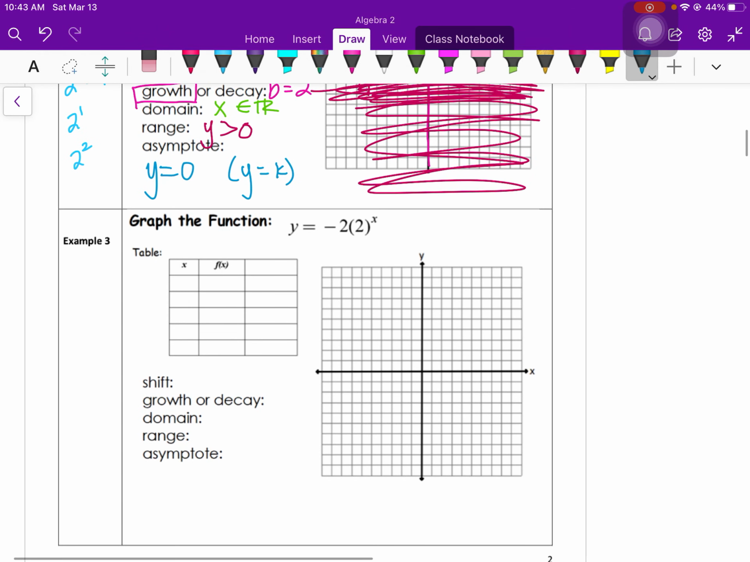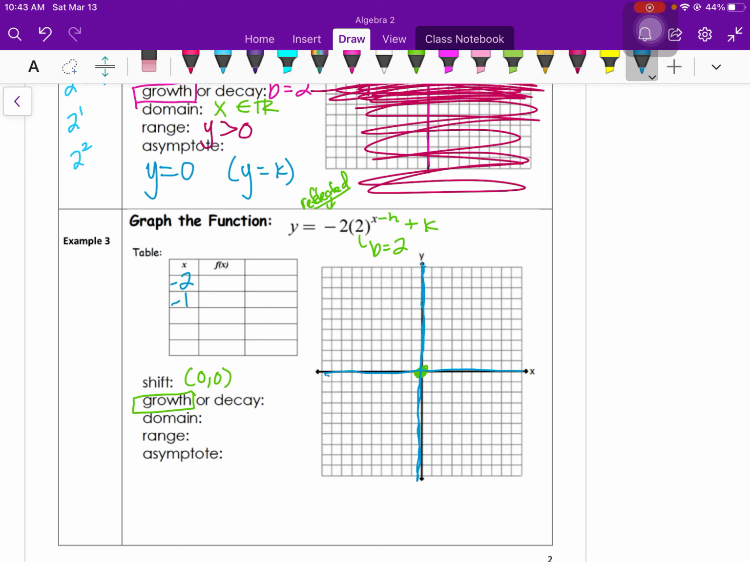So let's try another one. Okay, this one is kind of fun because this is negative, so it's going to be reflected. We'll see what happens when that happens. However, our b is still greater than 1, so this is still going to be a growth. I don't have an h, I don't have a k, so my shift is still going to be at 0, 0. I'm going to plot that guy, and that's going to end up being my asymptote.